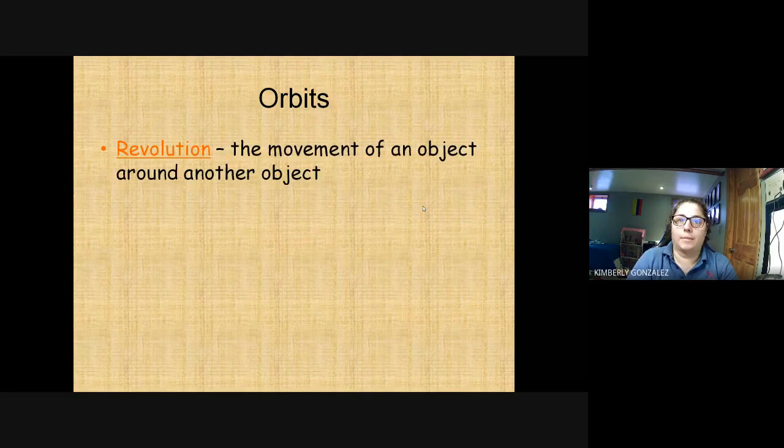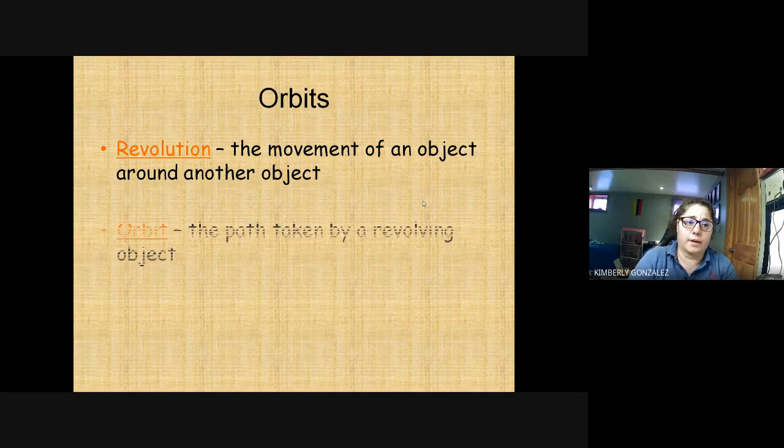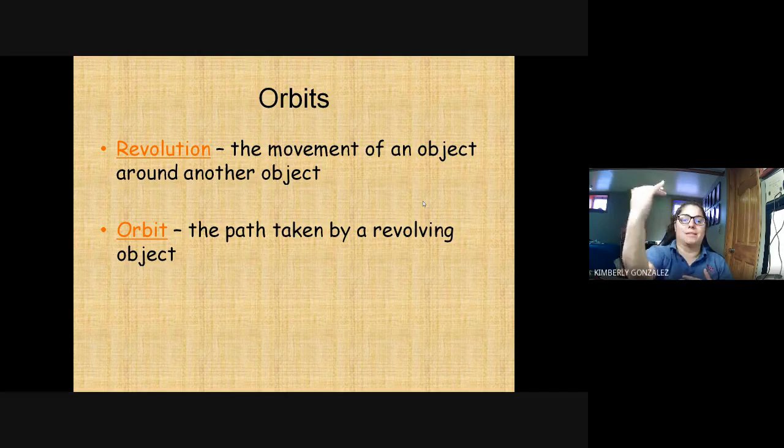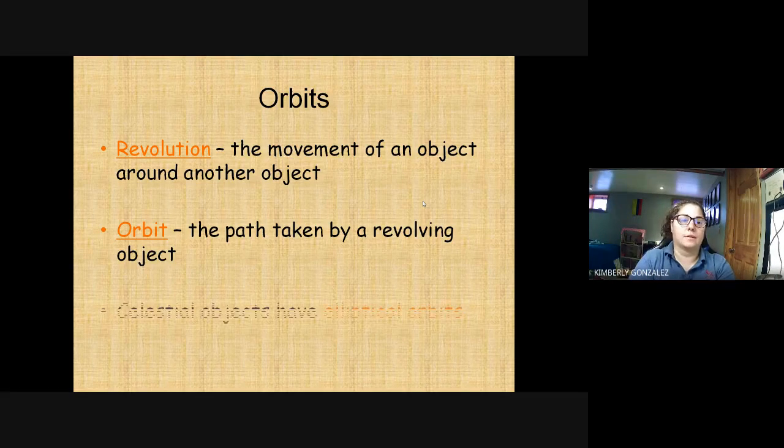Okay, so let's talk about those orbits. Right, you already know what revolution is. You don't need to write it down again. Right, an orbit itself is the actual path that is taken by that object that is revolving. So it's the predictable pathway that the planets will stay in. And remember, they stay in that orbit because of that mutual gravitational attraction between the sun and the planet. Okay, so they're both attracted to each other at all times. So they stay there for that reason.